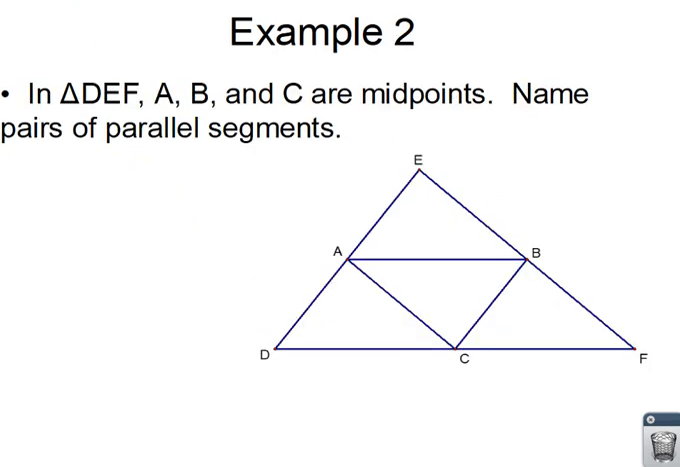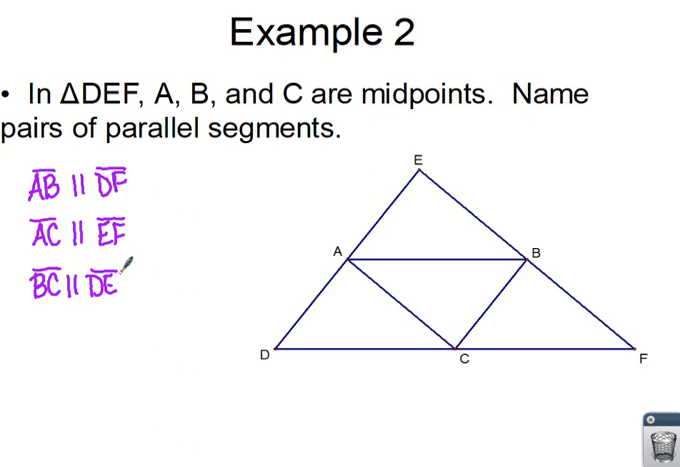All right, in this triangle it says A, B, and C are midpoints. Name pairs of parallel segments. So let's start with AB because it's in the middle. AB is parallel to DF. We can kind of look at them and tell. AC is parallel to EF, and the other one would be BC is parallel to DE. You can do it just by inspection, knowing that those are midpoints, so that makes those all midsegments, so they follow the theorem.